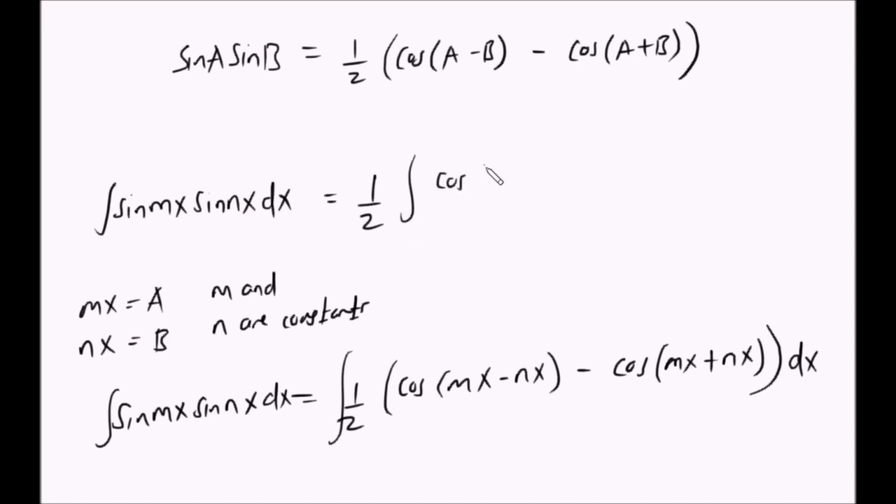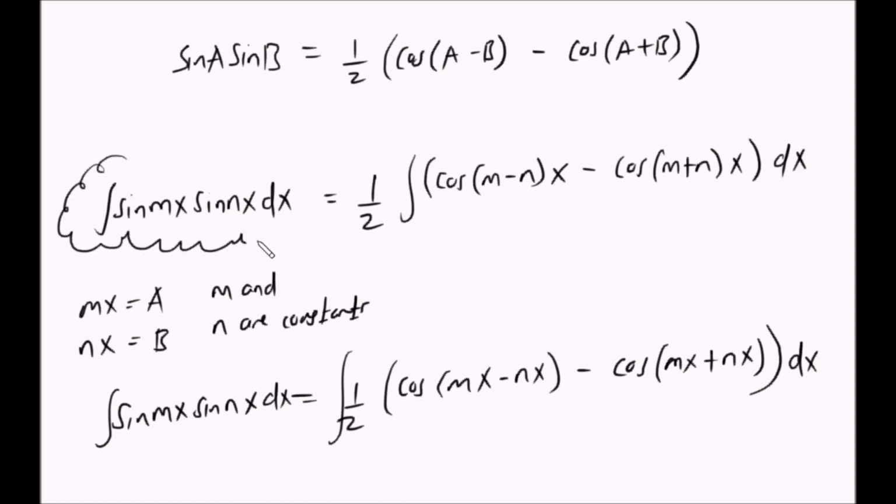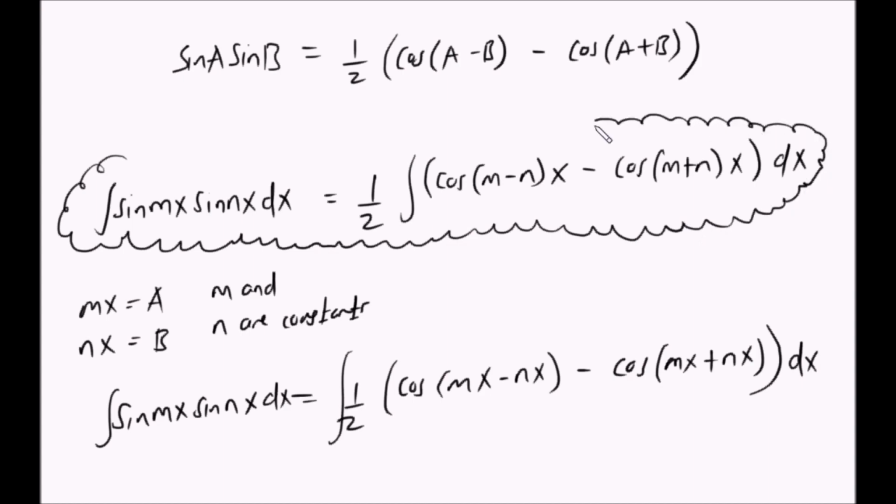So this I can write like cos m minus n times x minus cos m plus n times x. So I will integrate this with respect to x. So this now is how I integrate the product of sines. At the beginning I asked the question, how to integrate. So this is how you integrate the product of sines. When we come to do examples, you'll understand further. But for now, keep on following.